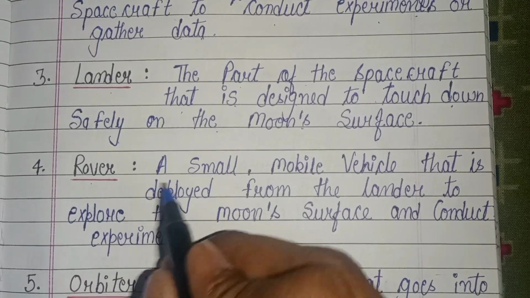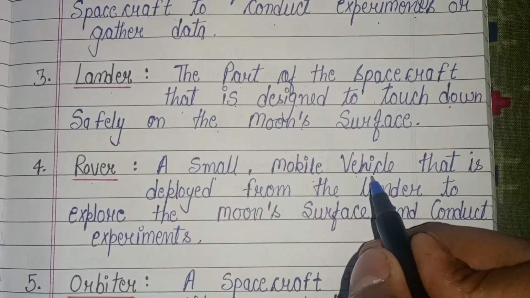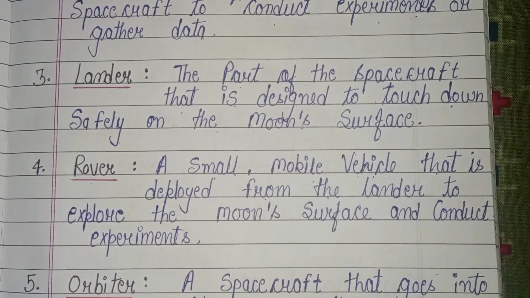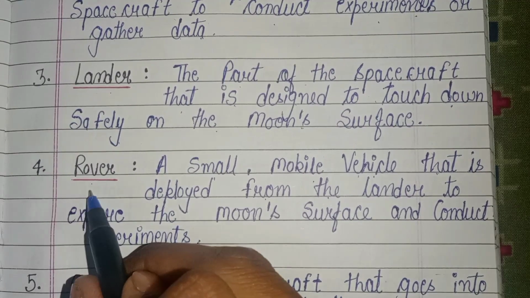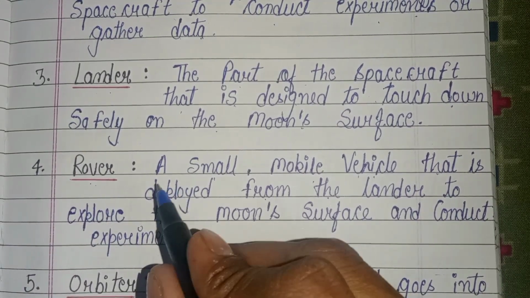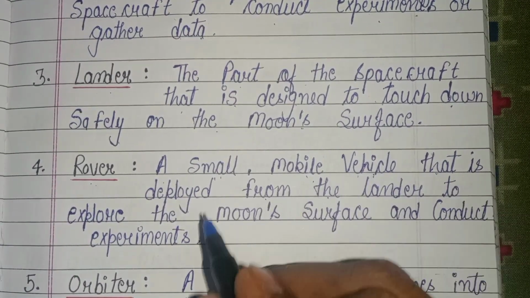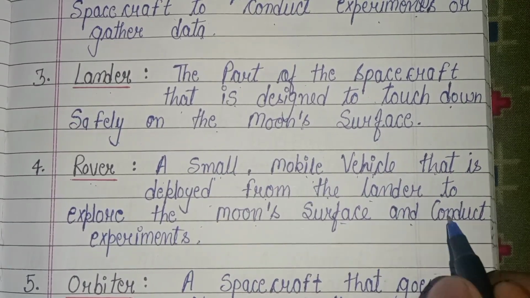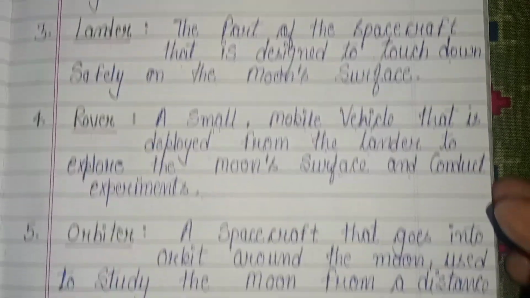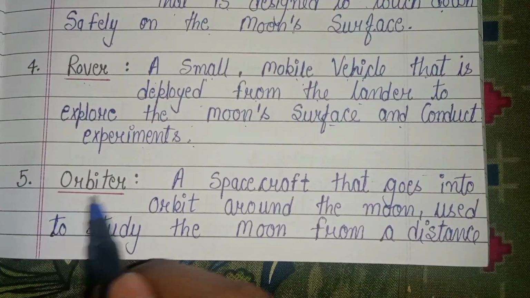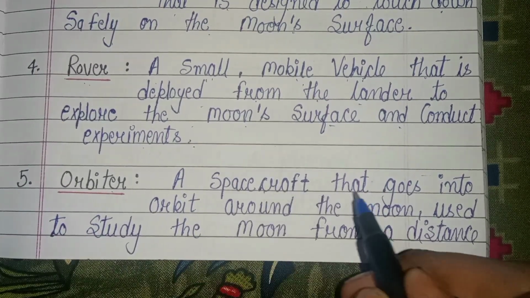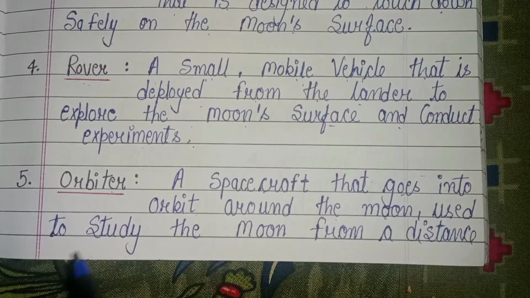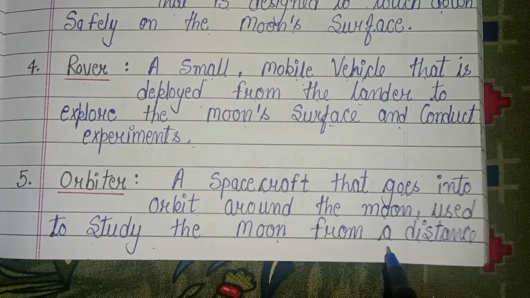Rover. Rover means a small mobile vehicle that is deployed from the lander to explore the moon's surface and conduct experiments. Next one is orbiter. A spacecraft that goes into orbit around the moon, used to study the moon from a distance.